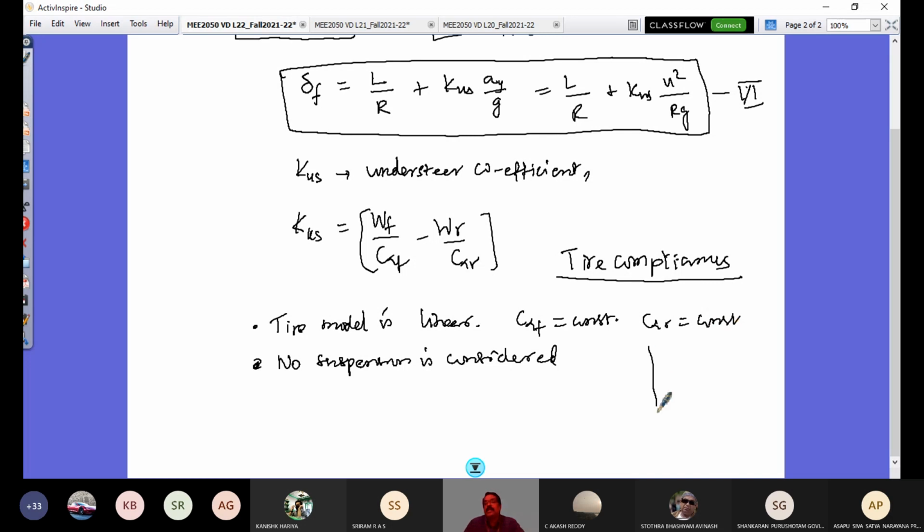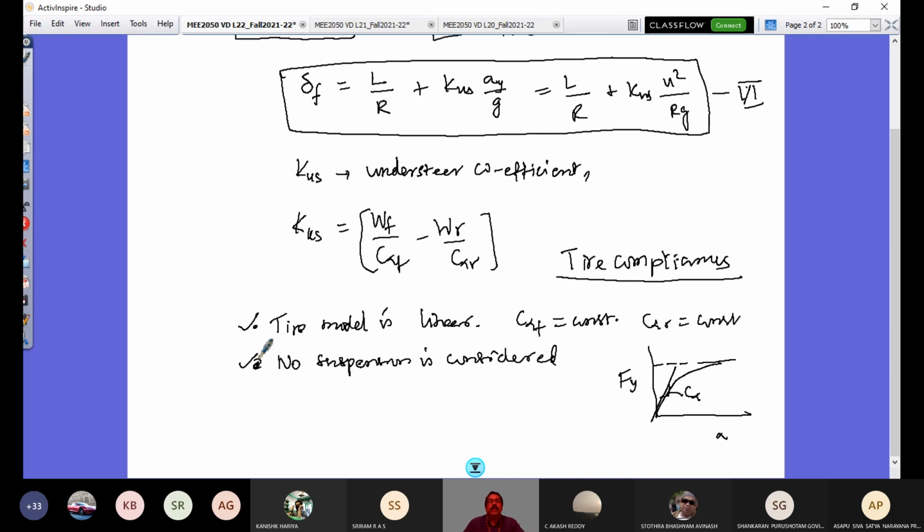How did we get that? It is from the Fy variation of an individual tire as a function of slip angle. The variation is limited by the road adhesion coefficient. The slope drawn at alpha equals 0 is what defines C alpha. So we have taken only this constant value. We do not consider the non-linearity. In reality, the tire cornering stiffness is a non-linear phenomenon, and that we do not consider in our model.